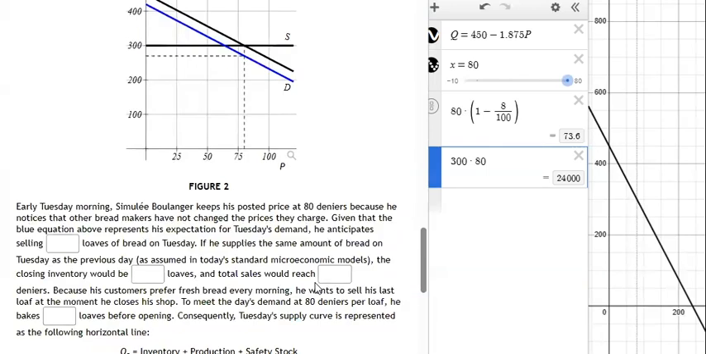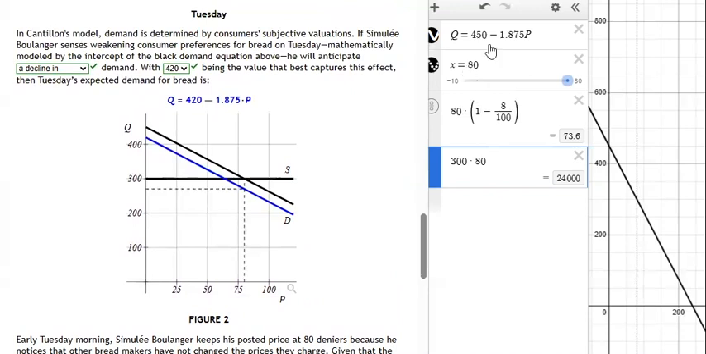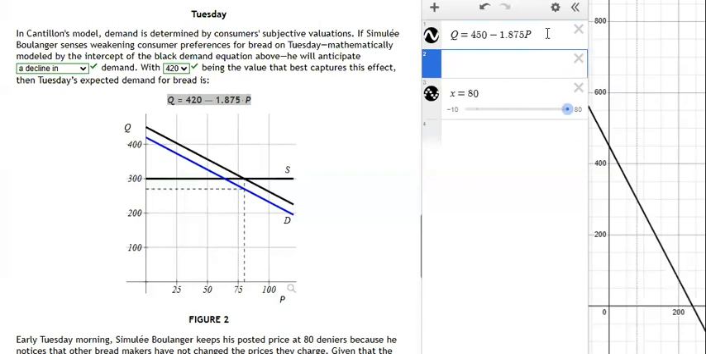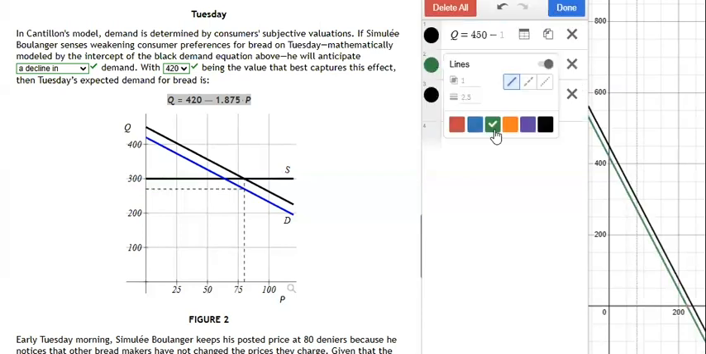Early Tuesday morning, Sydney Boulogne keeps his posted price at 80 deniers because he notices that other bread makers have not changed the prices they charge. Given that the blue equation above represents his expectation for Tuesday's demand, he anticipates selling what? At 80 deniers. So let's go up here. We got to modify our Desmos equation here. I'm going to copy this in, create a new demand curve. I'm going to get rid of this and that. I'll pull that down. I'm going to paste in the new equation here. It's green. I want to change the color to blue.